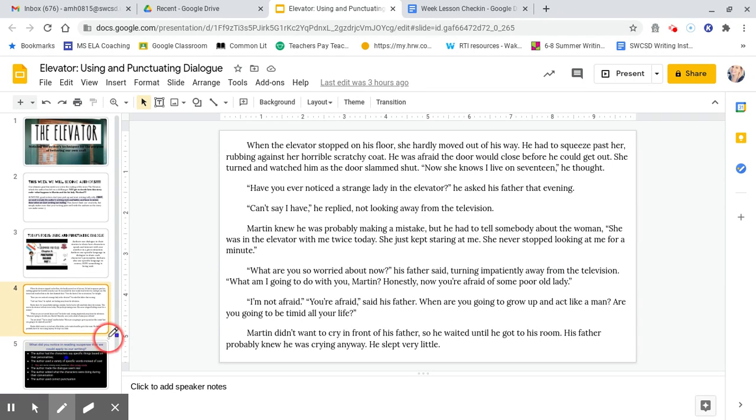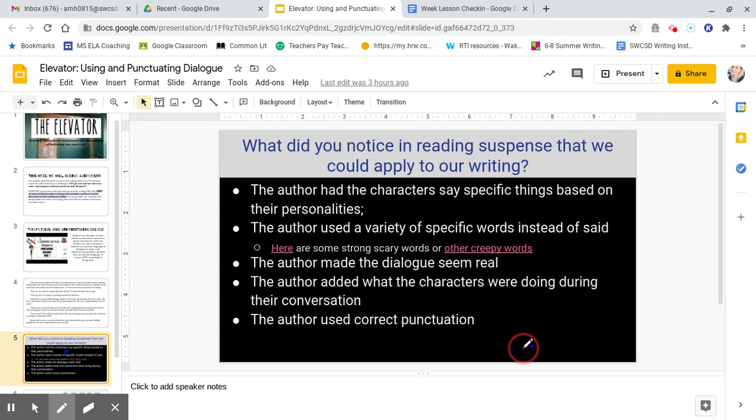Let's go to the next slide. So again, I want to remind you that we noticed that the author had the characters say specific things based on their personalities. We noticed that the author is using specific words instead of said, like the word replied. And there is a link in here of other words you can use in your short story other than said to be a little more specific. I'm noticing that the author made the dialogue seem real by telling us what the characters were doing during the conversation. And then I'm noticing that the author used correct punctuation throughout.